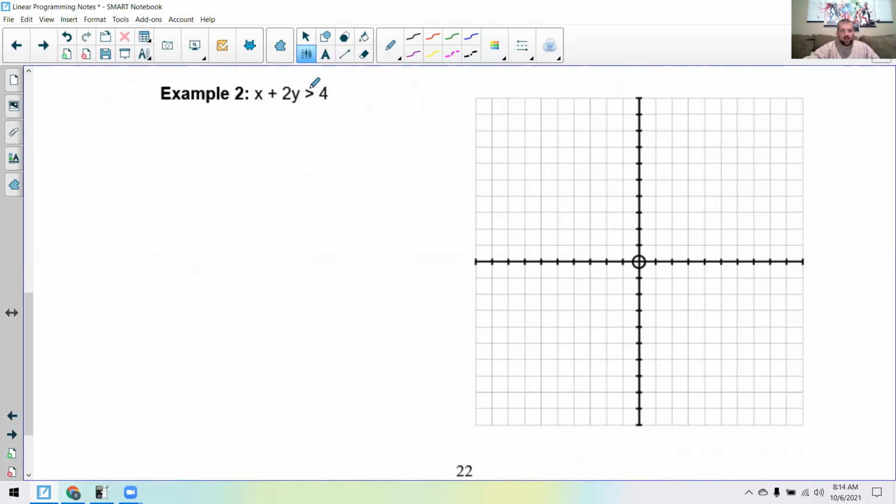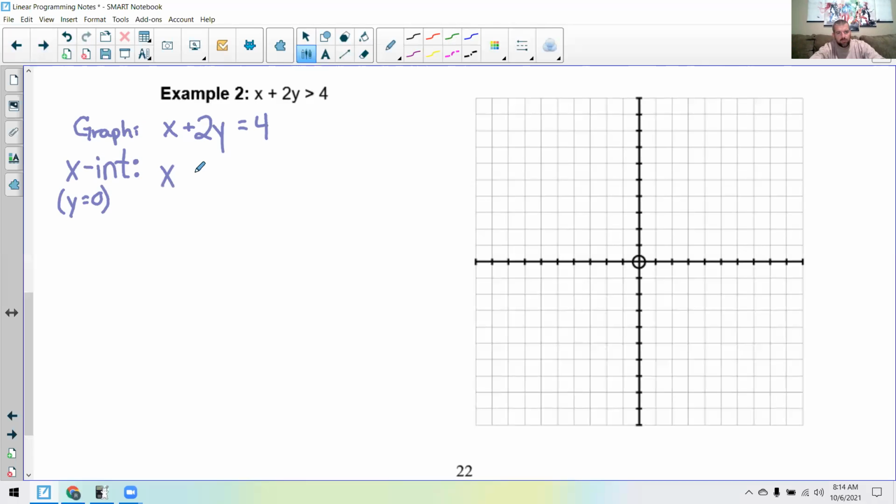So this says graph x plus 2y is greater than 4, but I'm just going to graph x plus 2y equals 4. This is in standard form, so I'm going to graph it using intercepts. The first thing I'm going to do is find the x-intercept. So I let y be 0. I'll write this down here. y equals 0.